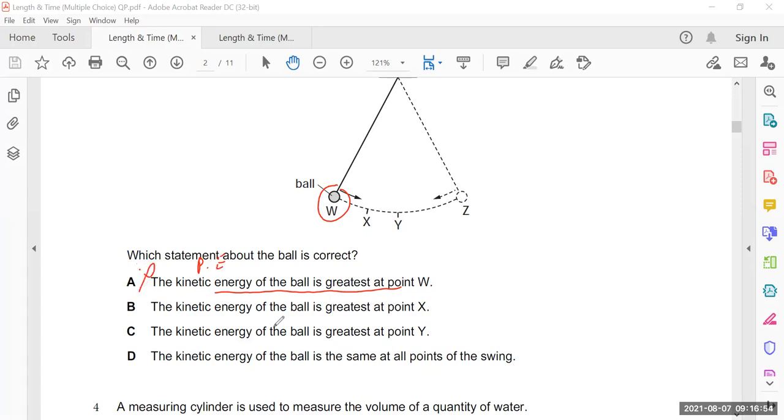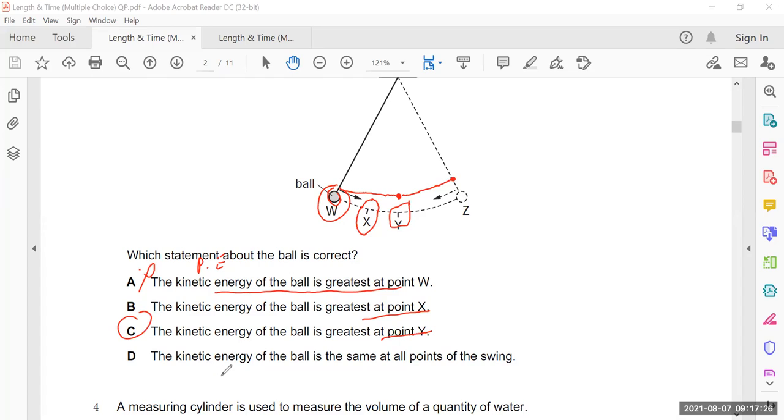In option B, the kinetic energy of the ball is greatest at point X, children. Kinetic energy will be maximum at the main position. Y is the main position, X is not the main position. Here the potential energy is maximum, then the kinetic energy starts increasing, and finally at position Y it becomes maximum. Then again it starts decreasing, because at the extreme position on the right side, potential energy becomes maximum. In option C, kinetic energy of the ball is greatest at point Y. So we will consider option C the right answer.